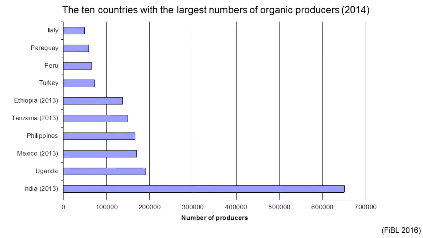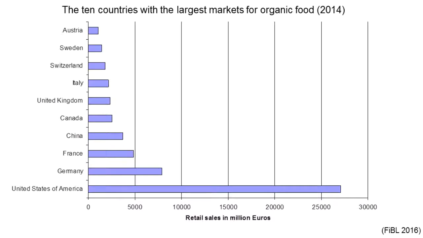A completely different picture is for the actors within the organic food system. Here, the largest numbers of producers, as you can see, are in Asia and Africa, with India at the top. Looking at the markets, the fast-growing US market is at the top, followed by Europe. In some European countries, we have an increase in turnover of 10 to 15% every year, since a decade.